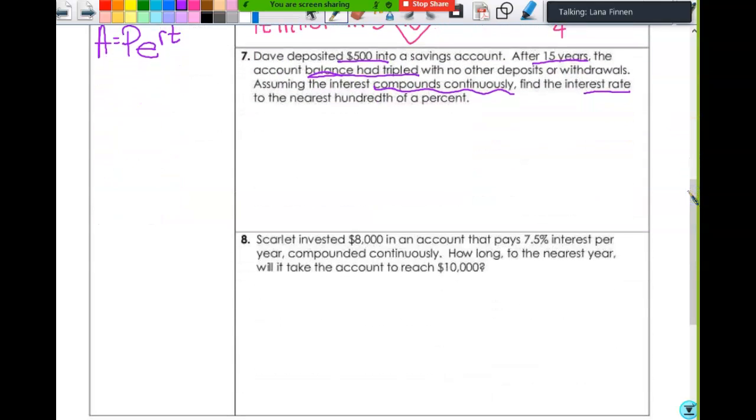So we have an initial amount of $500 times e to the power of the rate, which is what I'm looking for, times time, which is 15. So it's 15r equals what? I need a number over there. I can't just put a 1,500 because it says the balance had tripled. So this is 1,500. I'm going to divide by 500 and get e to the 15r power equals 3.